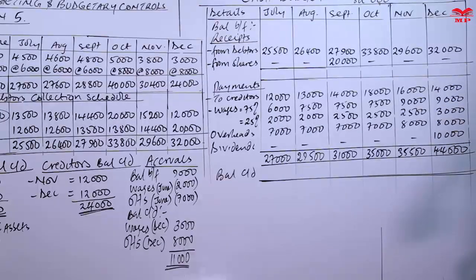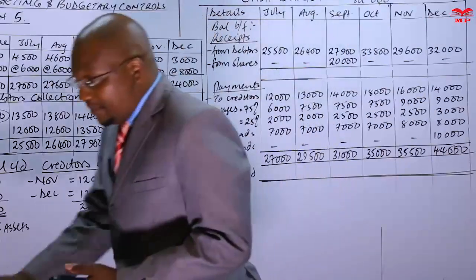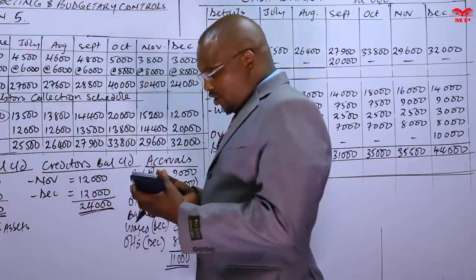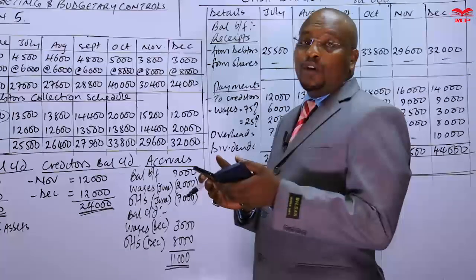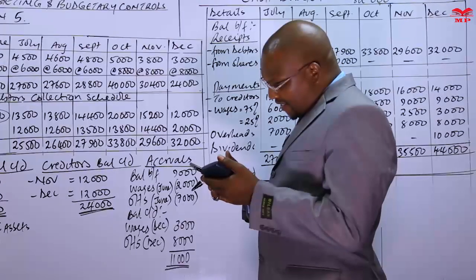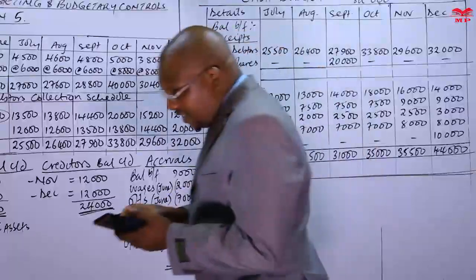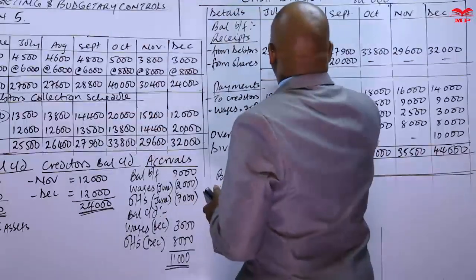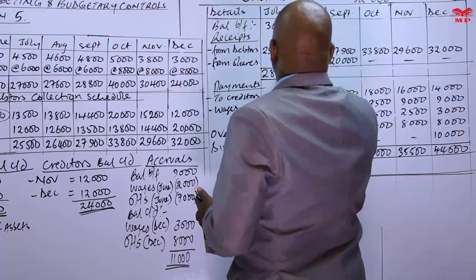Then now we can balance. Starting with July, what do we have as the opening balance of cash? Looking at the question, we have in the balance sheet, which was made up to 30th of June, the cash balance in the bank is 3,000 without any overdraft. So 3,000 is actually our opening balance for July. So 3,000 here. So this becomes 28,500.